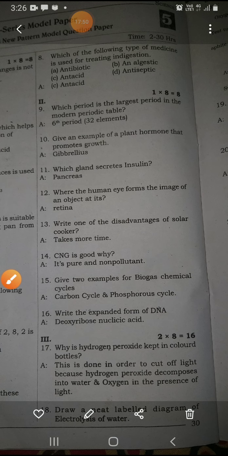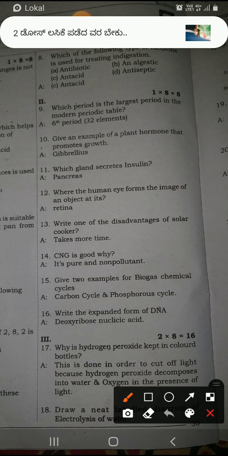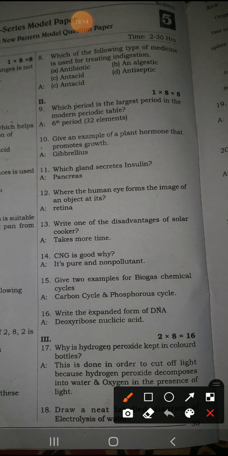So we can say that it is pure and non-pollutant, meaning it emits less carbon dioxide and carbon monoxide to the atmosphere. It doesn't pollute the environment much. So which is non-pollutant? CNG. As compared to petrol and diesel, it is non-pollutant. So CNG is good to use, right? I hope you understand this question and answer.